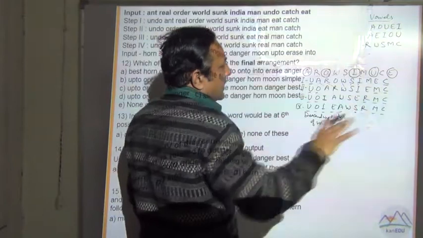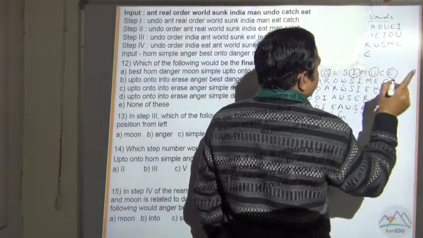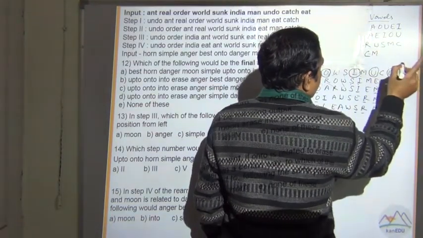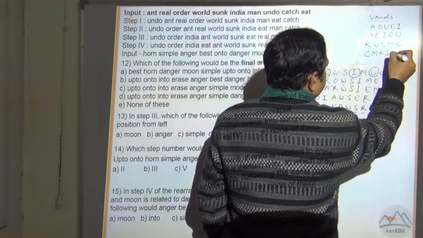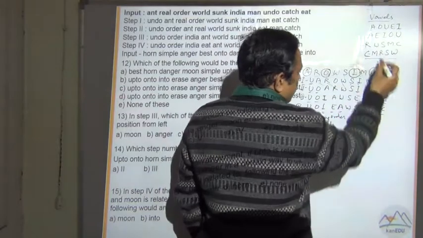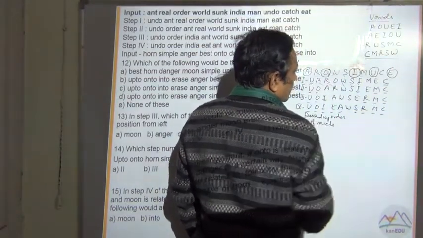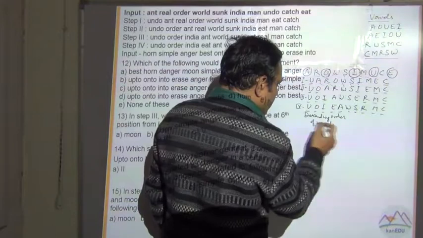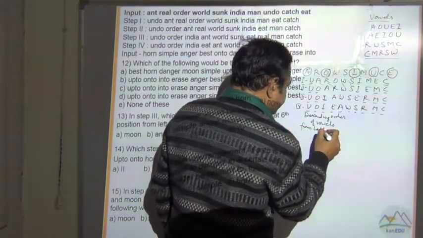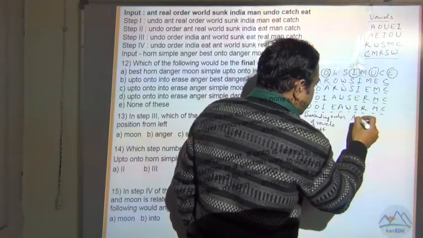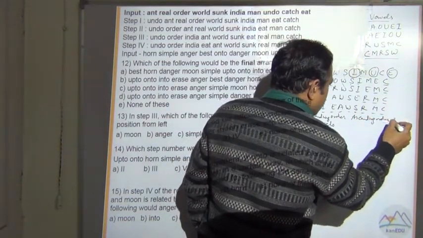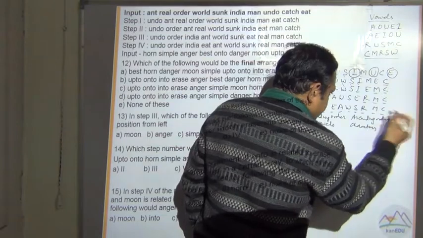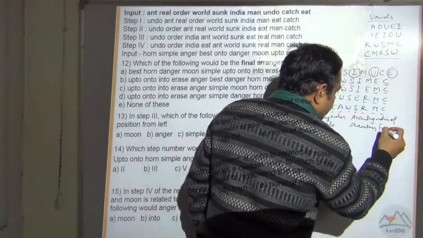Let's make it in ascending order. So C will come. A, B, C, D, E, F, G, H, I, J, K, L, M, N, O, P, Q, R, S, T, U, V, W. Now we see C, M, R, S, W. So they are in the ascending order from right. And this is descending order of vowels from left. And this is the ascending order of the characters other than the vowels from right.